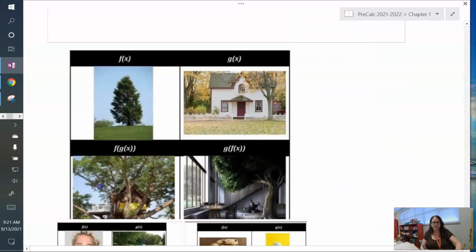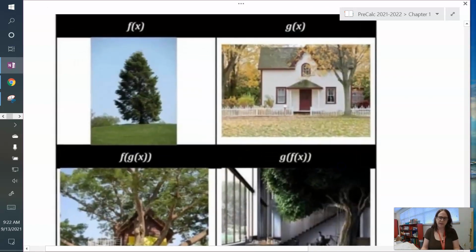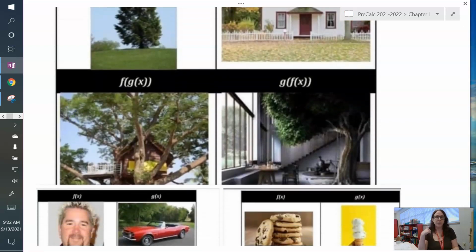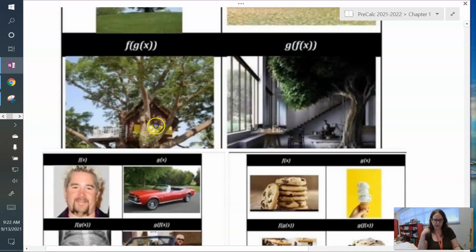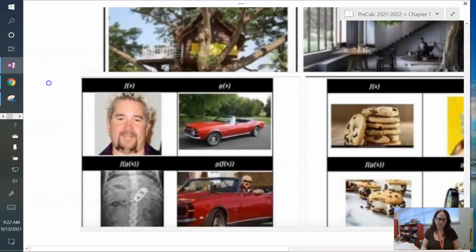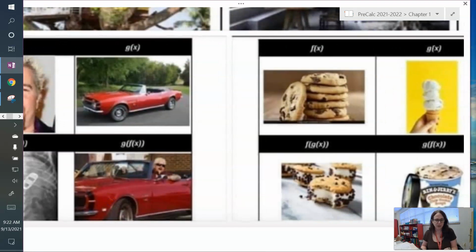So I found this neat little graphic to help you remember f∘g and g∘f. If f of x is a tree and g of x is the house, f∘g is a tree house because the house is inside the tree. g∘f is a tree inside a house, so it's a house plant. Here's another one. Sorry, f of x is the dude, g of x is the convertible. So f∘g is that car inside the dude. g∘f is dude inside the car.